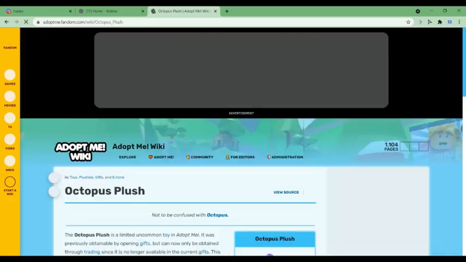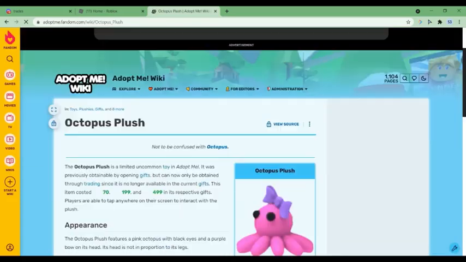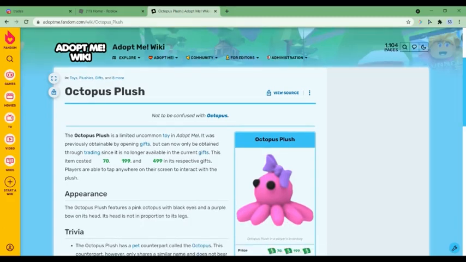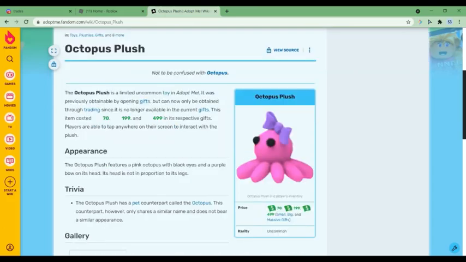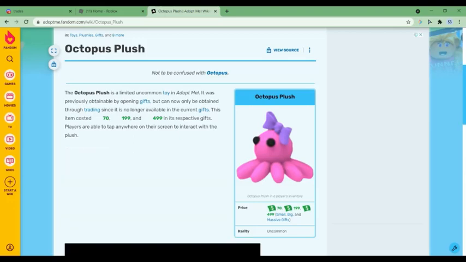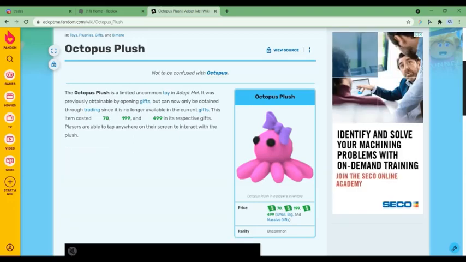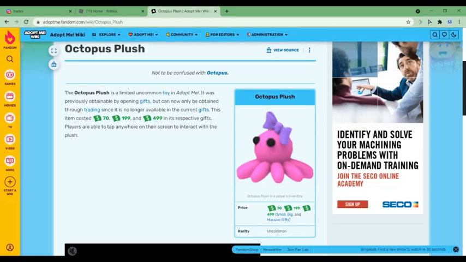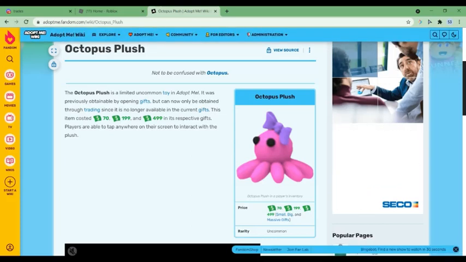So the Octopus Plush is a plush which came in the old gift rotation and is not available now, unless through trading. It was for this much bucks, and I don't think that's required right now. What I want to say is, guys, the Octopus Plush came way before the Octopus Pet came in Adopt Me. So you guys might be wondering. What I thought is, maybe Adopt Me had already planned the Octopus. That's why they made the plush.